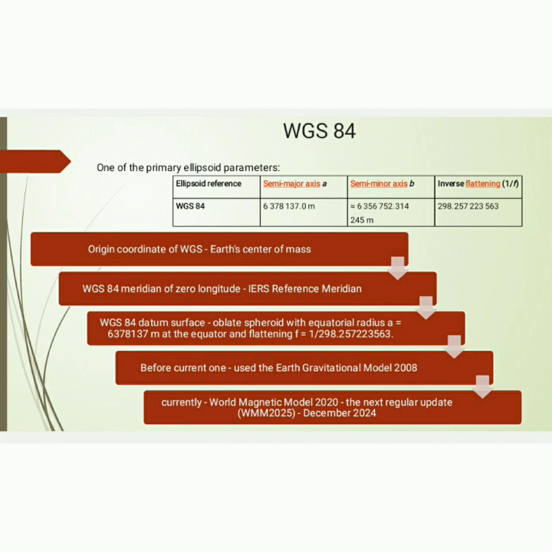Before the current one, WGS84 used the Earth Gravitational Model 2008. This geoid defines the nominal sea level surface by means of a spherical harmonics series of degree 360, which provides about 100 kilometers latitudinal resolution near the equator. WGS84 currently uses the World Magnetic Model 2020. The next regular update, WMM 2025, will occur in December 2024.